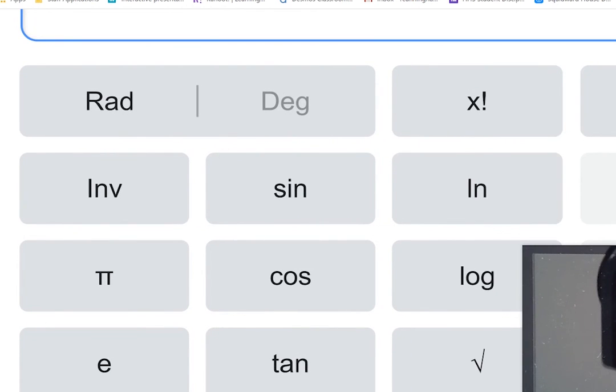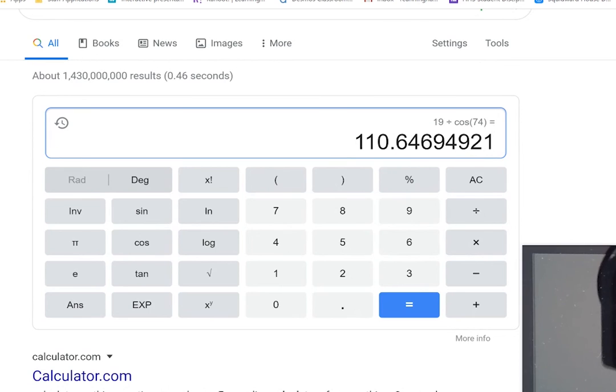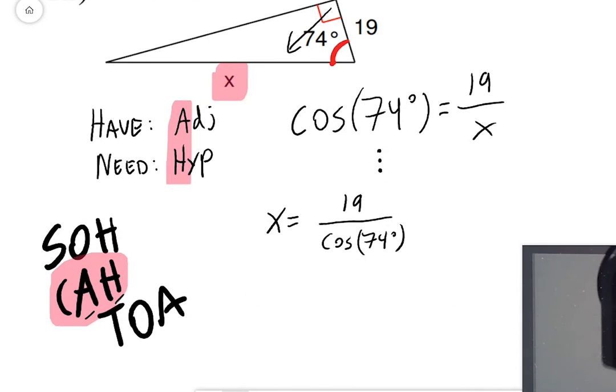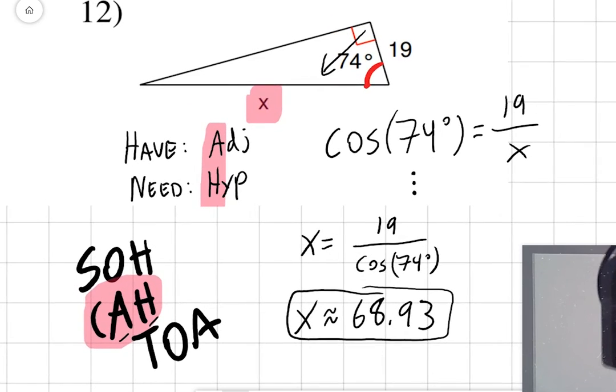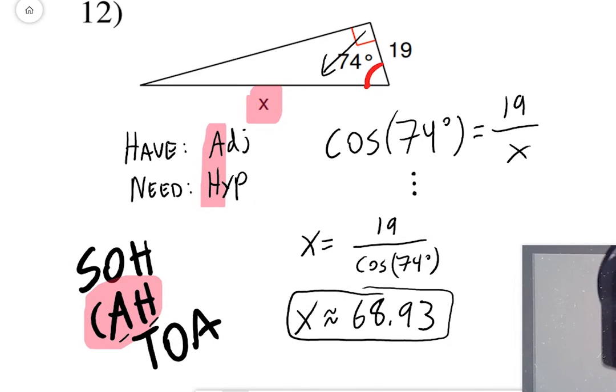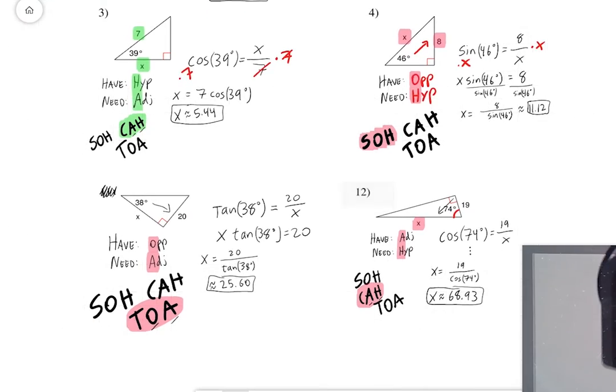I'm in radians. See how radians is highlighted and degrees is not? So I'm going to tap that to get to degrees, and I'm going to try my calculation again, and I get 68.93. That makes much more sense. X is approximately 68.93. So there you have a grand total of 6 example problems.